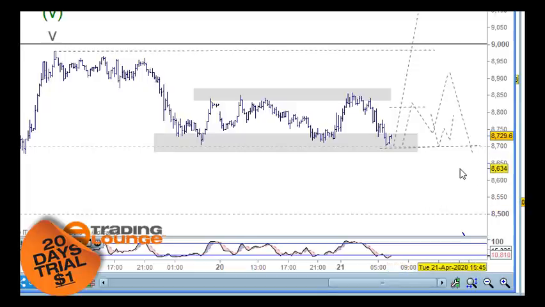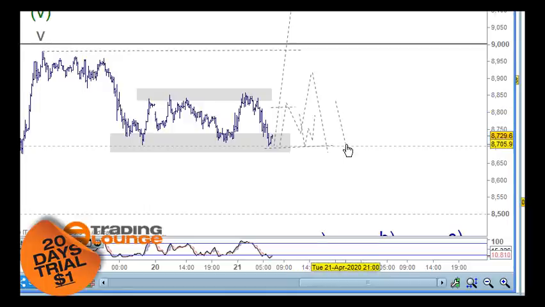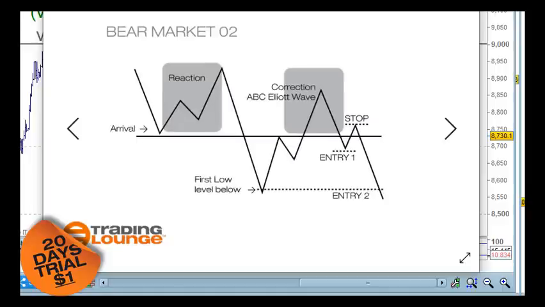So I'm thinking let's just give it enough space. Let's wait for it to sit on this side of the 8,700 and wait for the first low below the level. So there are different ways of looking at that, this kind of thing here.